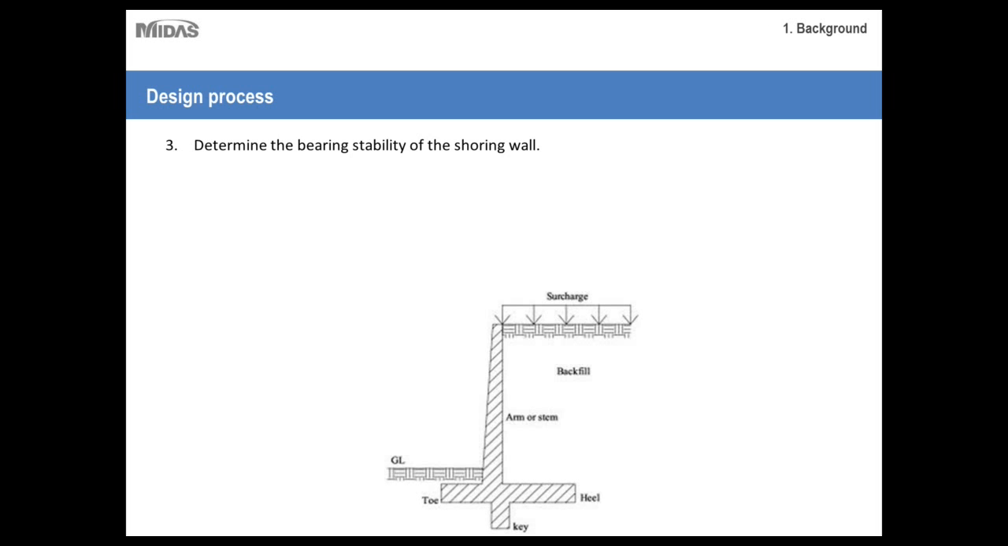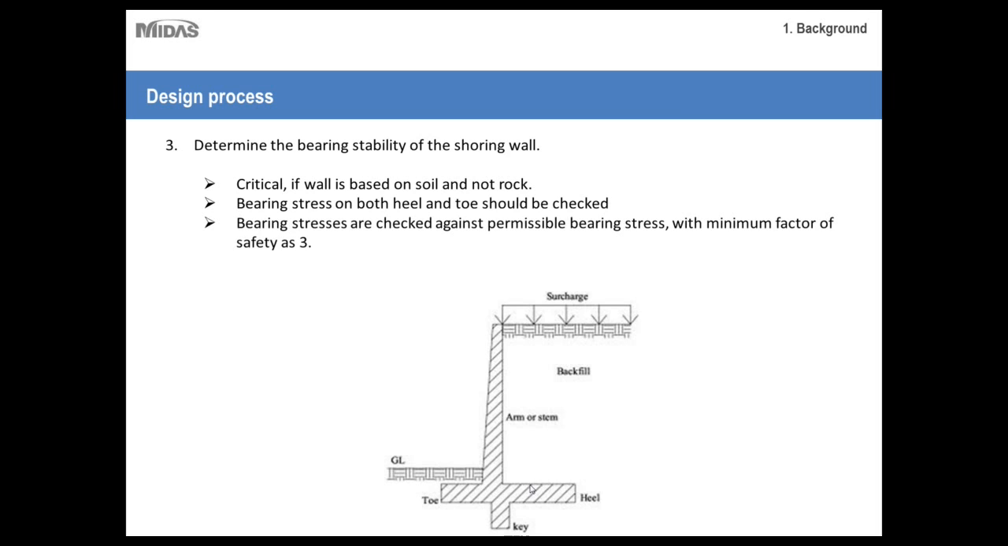Then let's move on to the third step, where we have to determine the bearing stability of the shoring wall. Now, if this is our retaining wall or the supporting system here, we must check the bearing stability of the soil on which this wall is constructed. It is critical if your wall is based on soil and not on stable rock strata. The bearing stresses should be checked for both heel as well as toe, because if the system is mobilized and it goes for an overturning failure, then the stresses at the toe would increase and the heel would reduce. So we have to consider the bearing stresses at both locations.